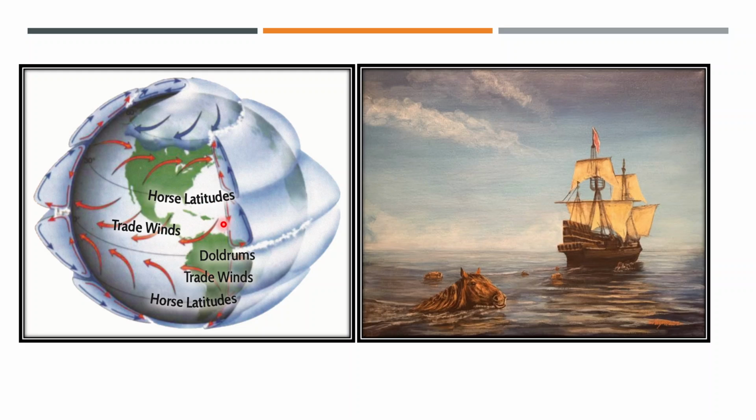It is mainly because in this area the winds are moving outwards, because these areas are high pressure zones. So the winds are moving outwards. As a result, these areas are also known as regions of calm.